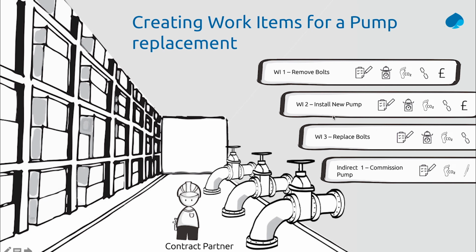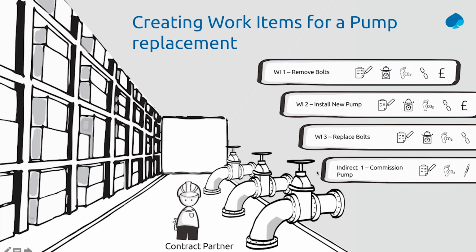So he carries on creating his work items, installs the pump, replaces pumps, and then they might have some indirect cost as well. So he might want to add in an indirect cost, which would be commissioning the pump, and therefore we still need details and carbon in terms of how much carbon he might have used for that particular activity, but he wouldn't need to put any measures or asset linking into it. So that's what's needed from a project.